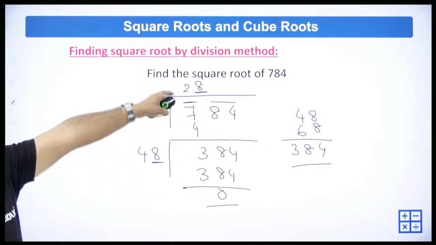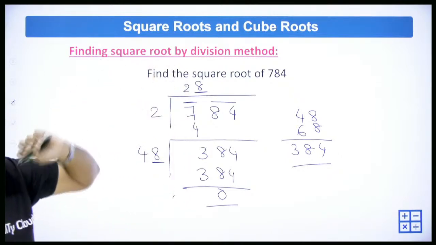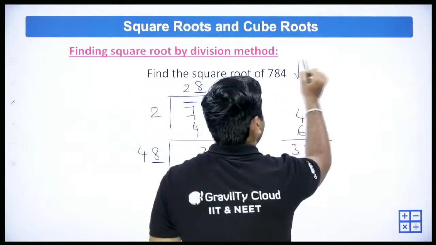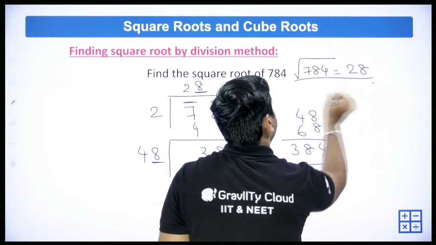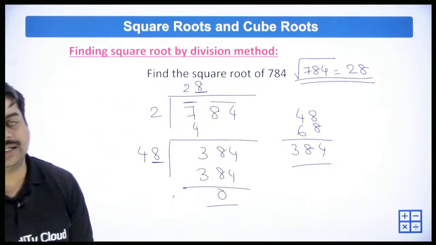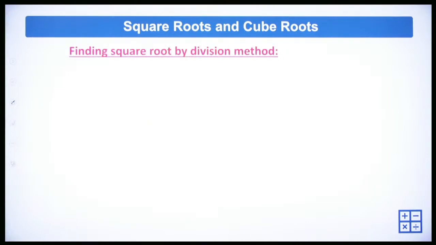So once you get the remainder as 0, we can say that this 28 is the square root of 784. Okay. So root over 784 is equal to 28. Correct? Okay.